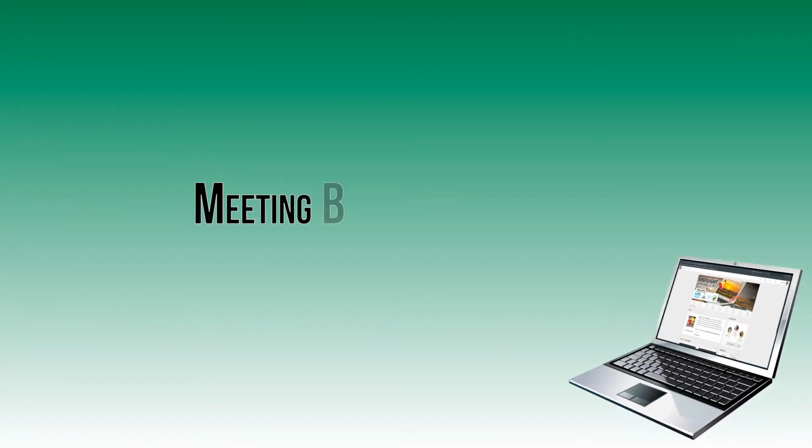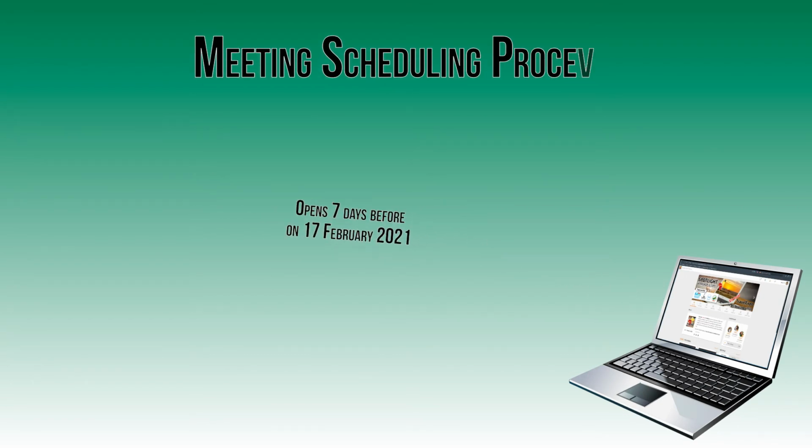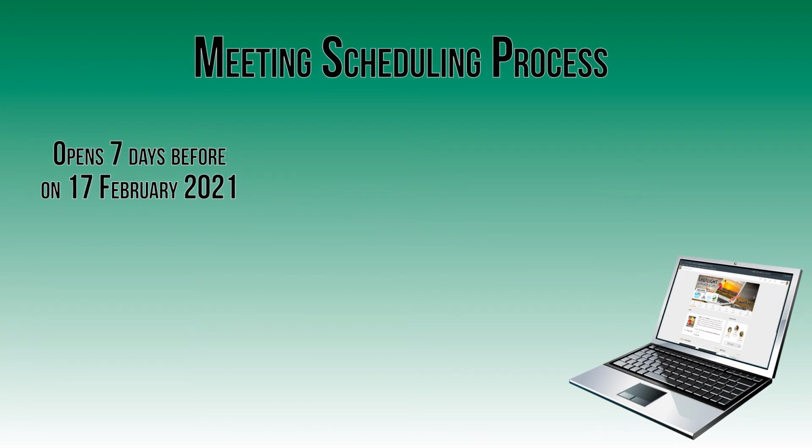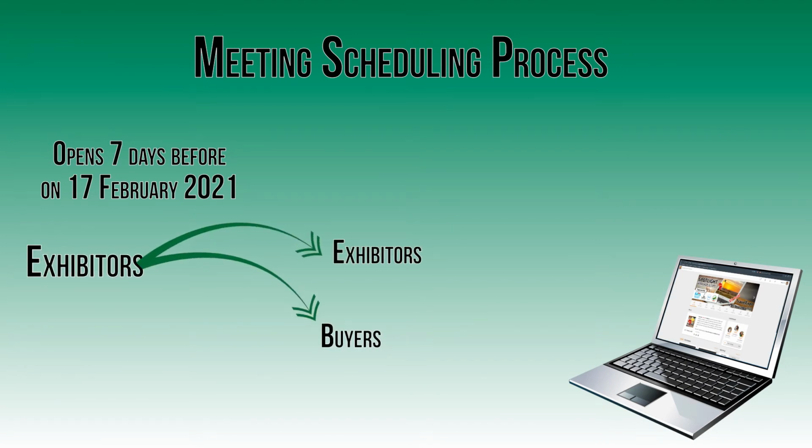The meeting scheduling process opens 7 days before the event on 17 February. Exhibitors can request meetings with buyers and other exhibitors, but buyers can only request appointments with exhibitors.